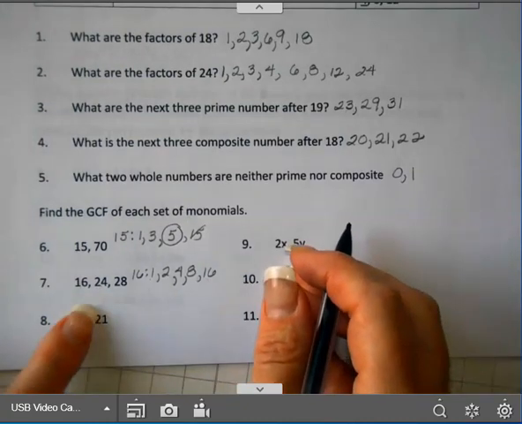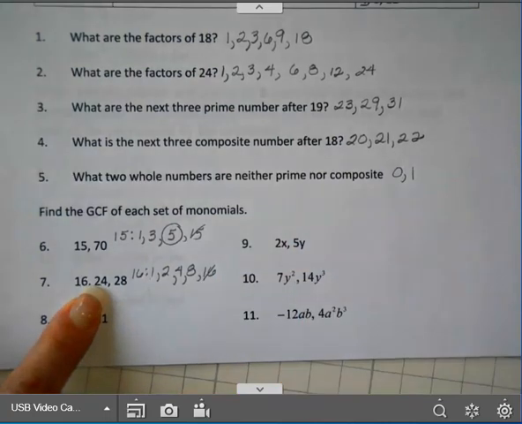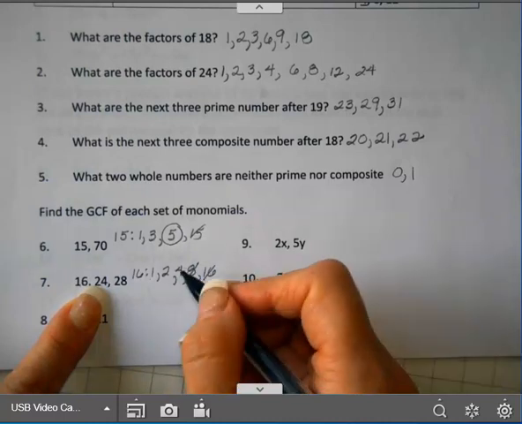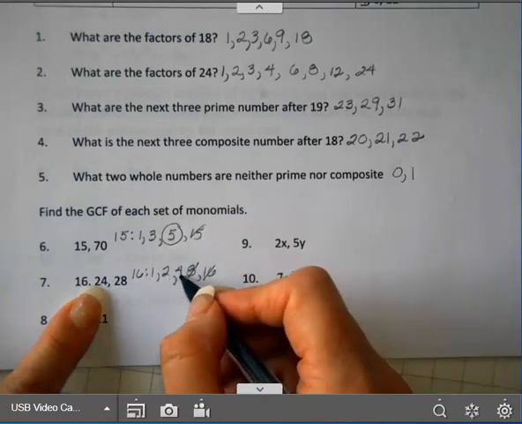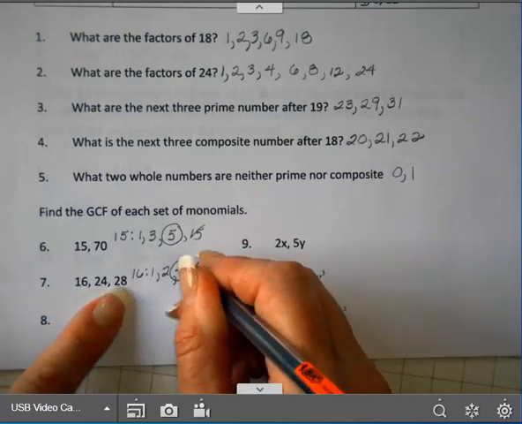So, does 16 go into 24? No. Does 8 go into 24? Yes. Does 8 go into 28? No. So I'm going to have to throw out 8. And then check 4. Does 4 go into 24? Yes. Does 4 go into 28? Yes. So there's my greatest common factor.